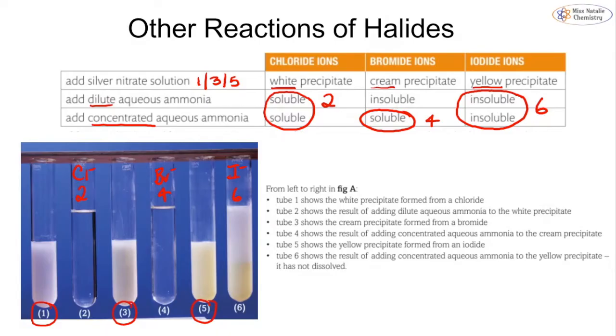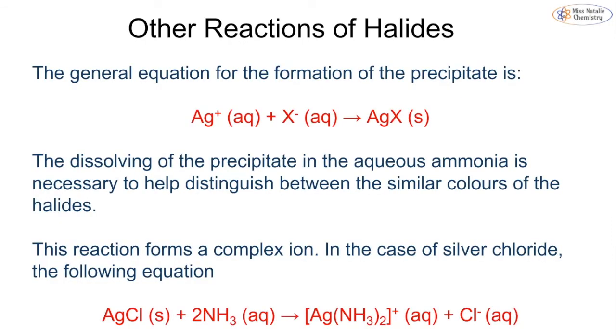So you will have learned in GCSE the silver nitrate test with the different precipitate colours. The extension at A level is the aqueous ammonia. So you should always be referring to doing the silver nitrate test and then the aqueous ammonia in order to tell us, does it dissolve or not? The general equation for the formation is your silver ion reacting with your halide ion to form your silver halide precipitate. And then the dissolving of that precipitate in the aqueous ammonia distinguishes between the colours.